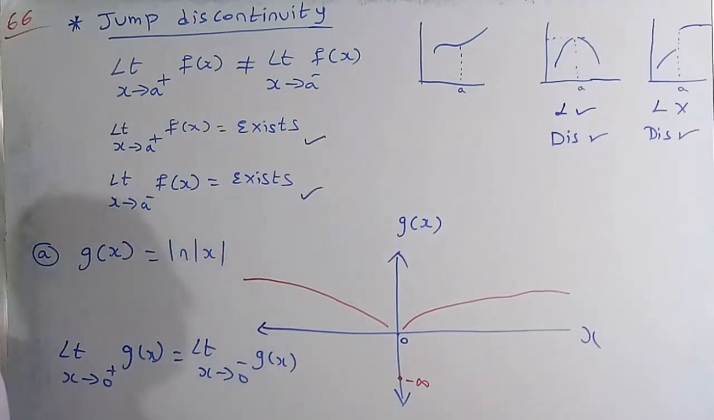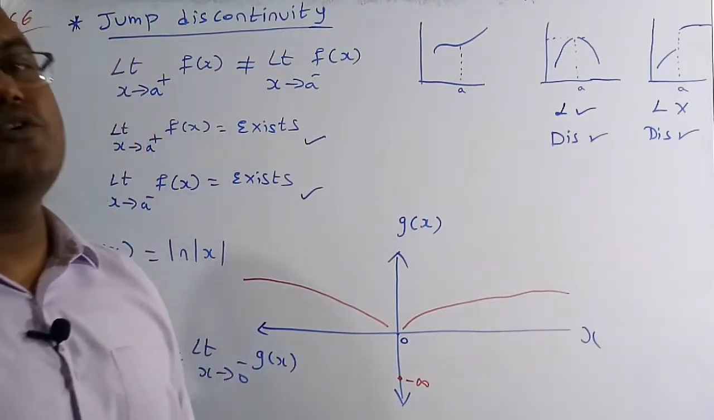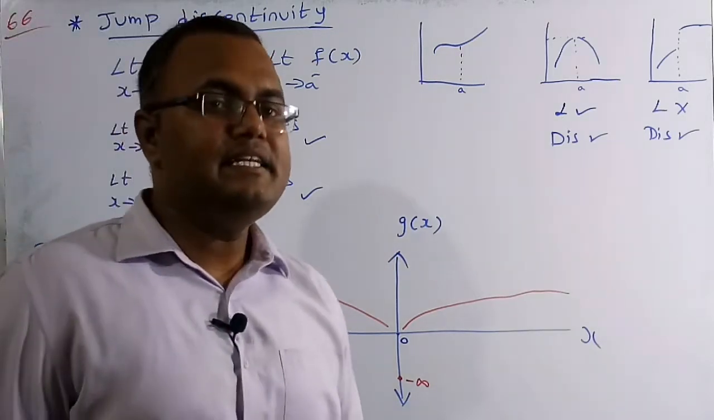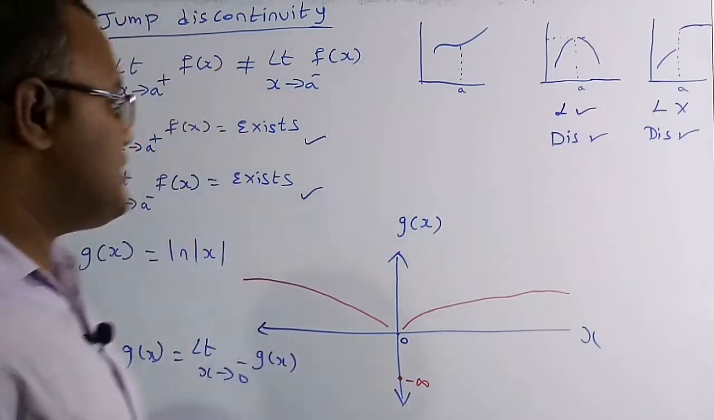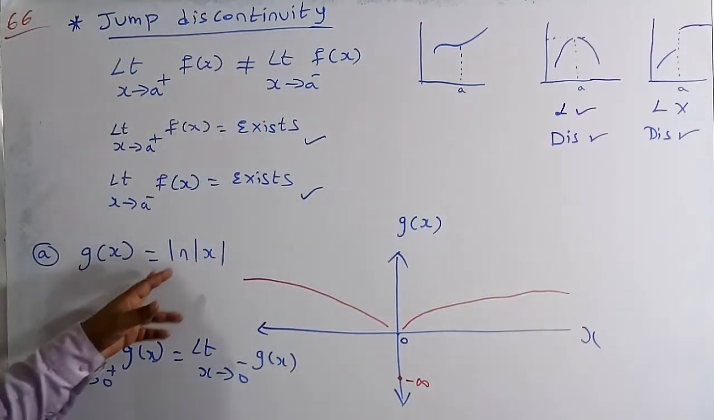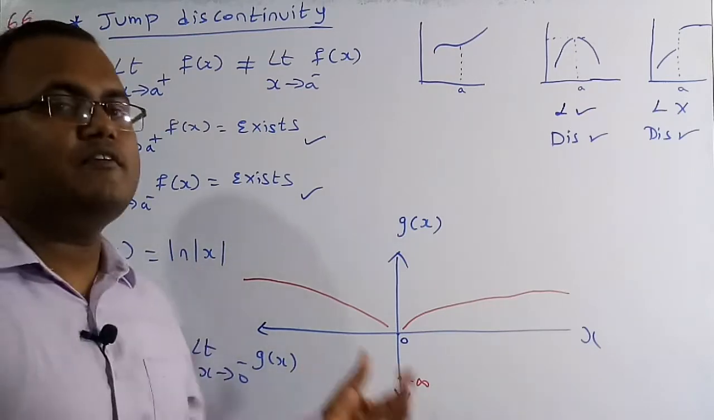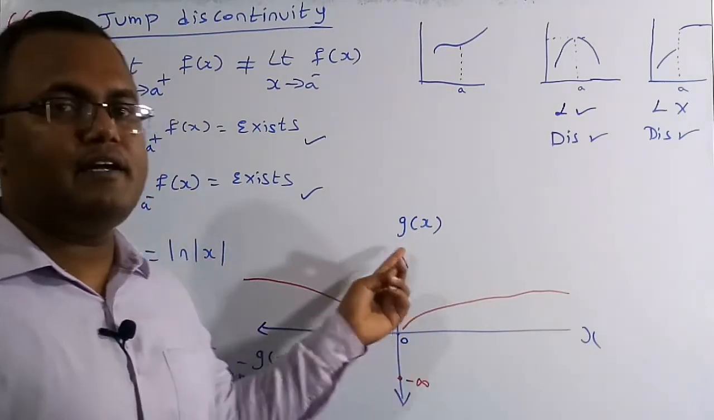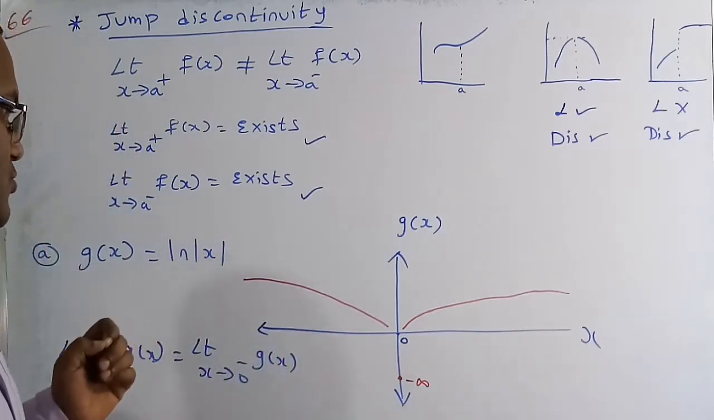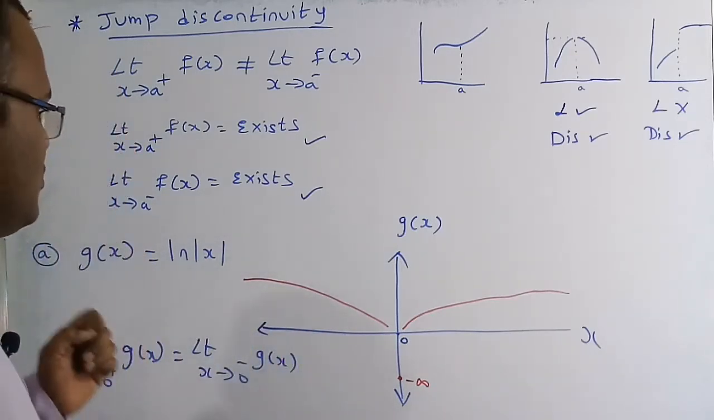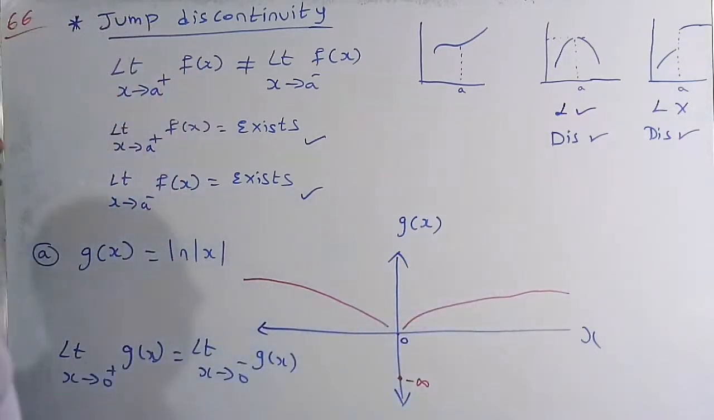Now based on this concept, we are going to solve each and every question. At point x equals 0, we are going to check whether a jump discontinuity is present or not in each and every option. The first option is g of x equals logarithm with base x of mod x. Mod x means always positive. So here, x and y: if you take x as positive or negative, we always get a positive result.